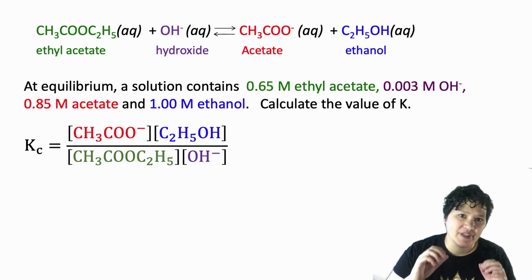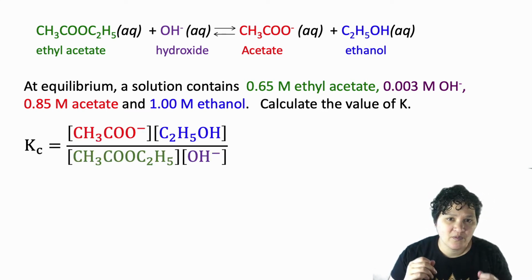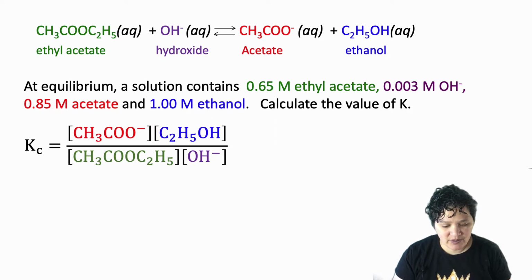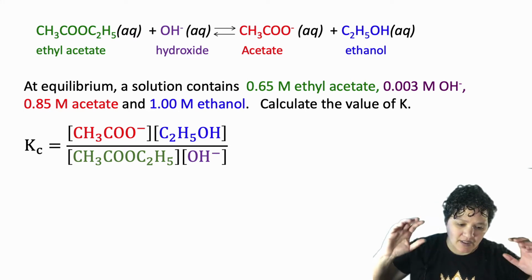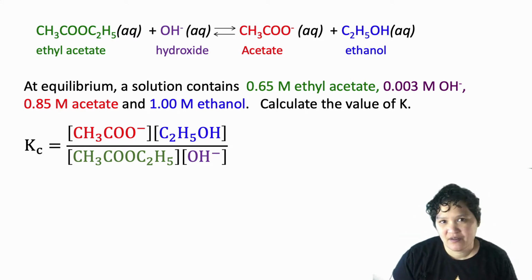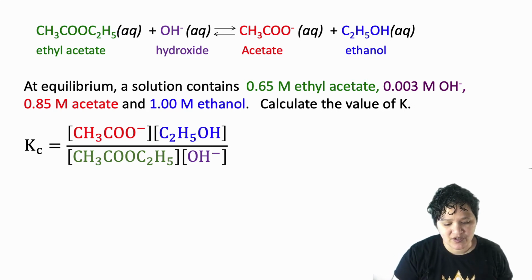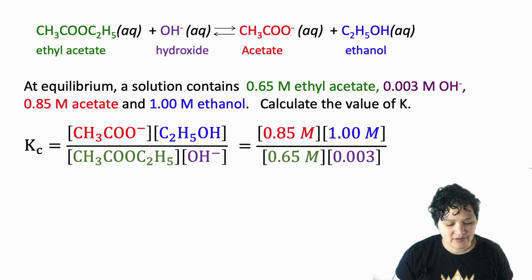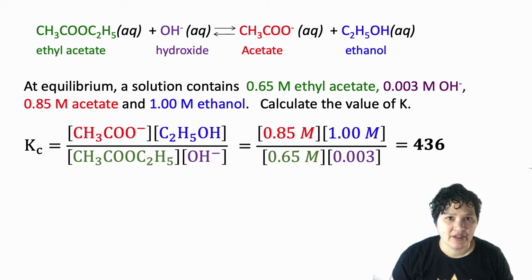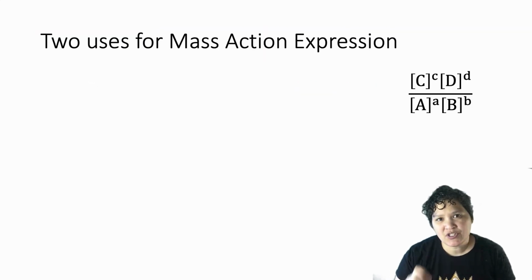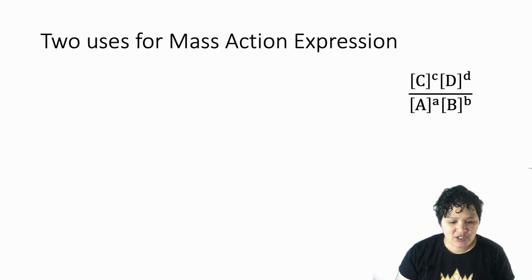Let's first come up with an expression for what we need to put in for the equilibrium constant. So this is our mass action expression. Remember, it's product concentrations divided by reactant concentrations. There are no coefficients of anything other than 1 here, so there's nothing raised to any power. Now let's go ahead and plug those concentrations in, and we get a value of 436.